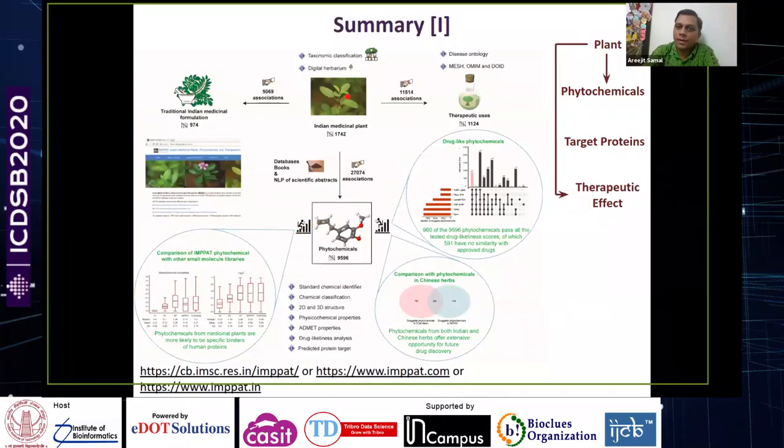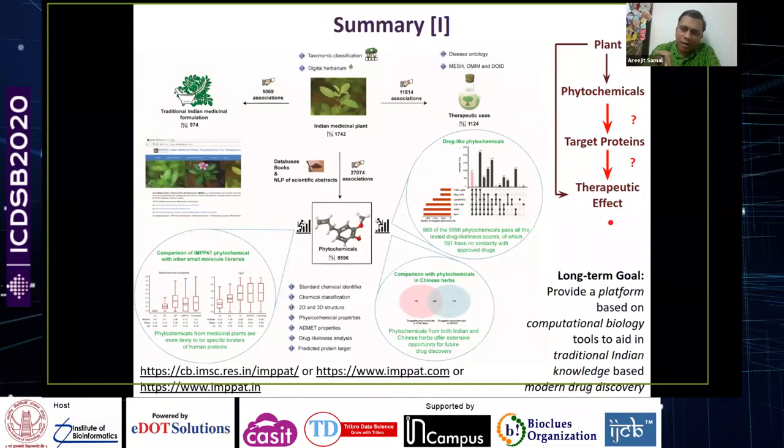We also have a data set of medicinal plants and their therapeutic uses, and medicinal plants and their use in traditional Indian medicine formulations. But if you see, we have plant phytochemicals, we have plant therapeutic effect, but what we would like to do is to go from phytochemicals to target proteins to therapeutic effect. If we can link that, maybe that can give a mechanistic explanation of how a plant or its plant extract could lead to therapeutic effect. So we hope to provide a platform based on computational biology tools, which will aid in traditional Indian knowledge-based modern drug discovery.